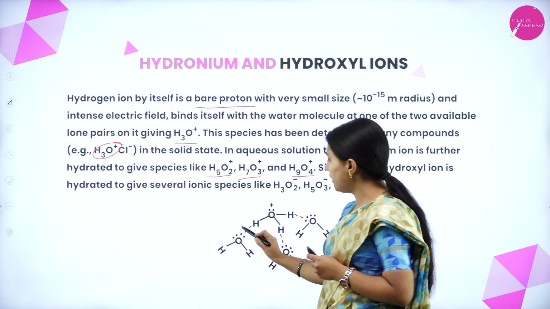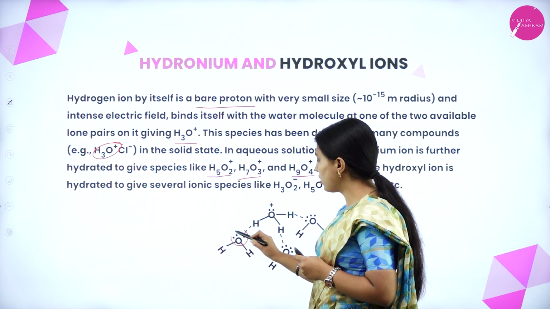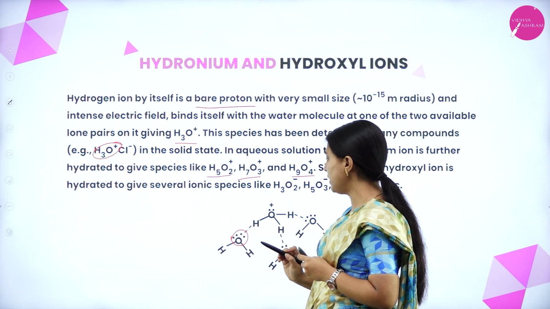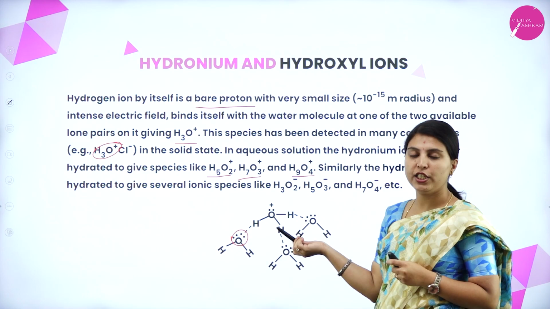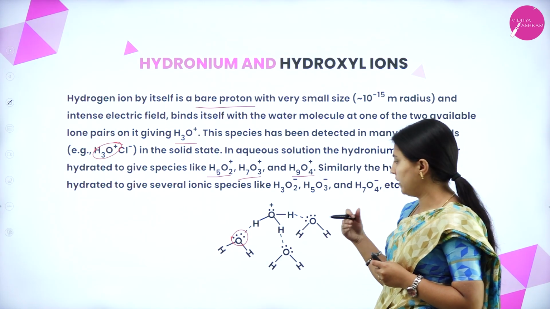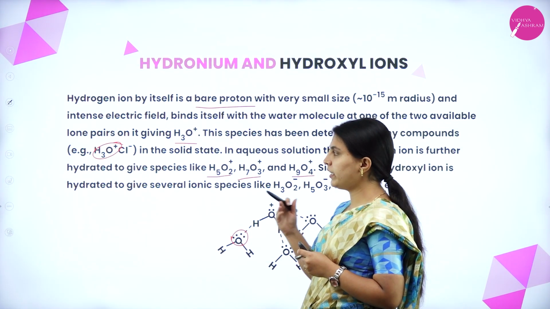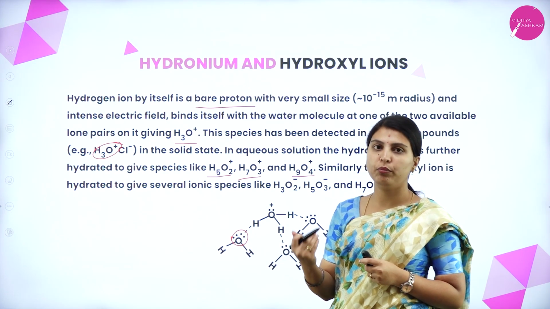See here, to the lone pair of electrons present on the oxygen, another hydrogen will get attached. It will form H3O2 minus and another will form H5O3 minus like this. Due to this lone pair only, it is getting hydrated more and more.